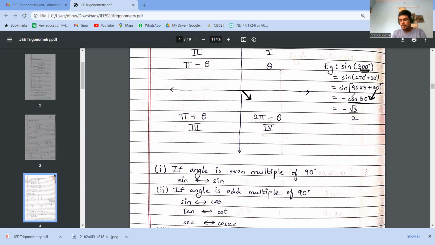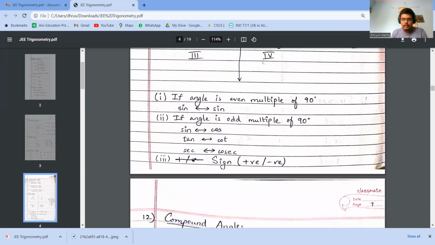Most students tell me positive because they think कि cos तो positive होता है ना. But the thing is, you have to always focus on the question. ठीक है, हाँ. So it's sin which is negative. So it's minus cos 30, which is minus root 3 by 2. So we call this the allied angle formula.